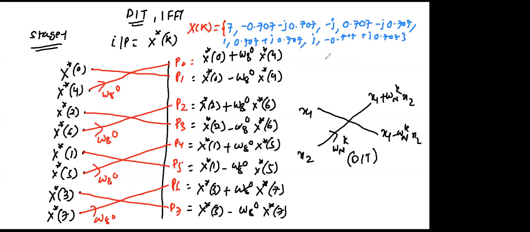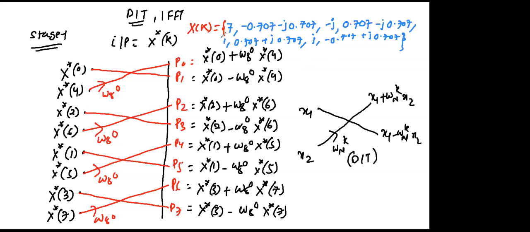Okay, clear? Is it visible? Yes or not? Now X of k is given: 7, minus 0.707 minus j 0.707, minus j, 0.707 minus j 0.707, 1, 0.707 plus j 0.707, then j, and finally minus 0.707 plus j 0.707. Okay, this is the bracket closure. So X of k is given. Get it? Now, what to do?